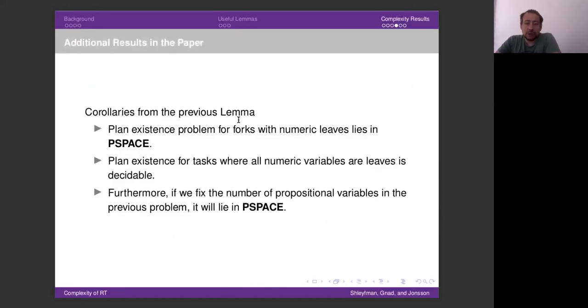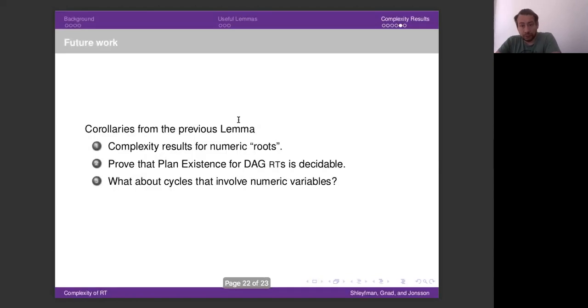Then we extend those results to forks with numeric leaves. If we have forks with numeric leaves, we can take a causal graph that has numeric leaves. Numeric leaves means that there are no edges going out of numeric variables. We can merge all propositional variables into one large variable and still make the search space finite. If we have a fixed number of those propositional variables, we can show that our problem actually lies in PSPACE. Those were the results.